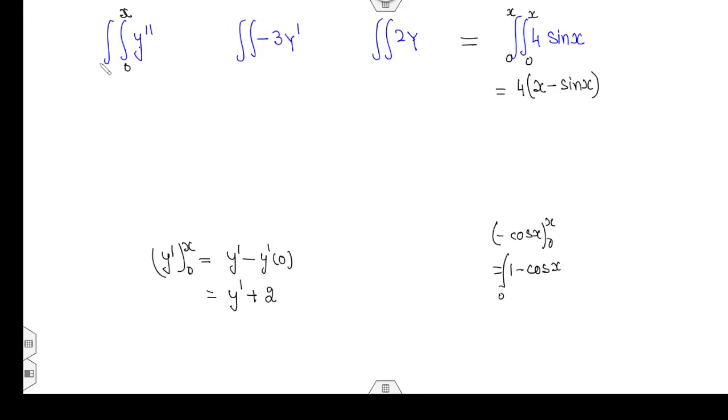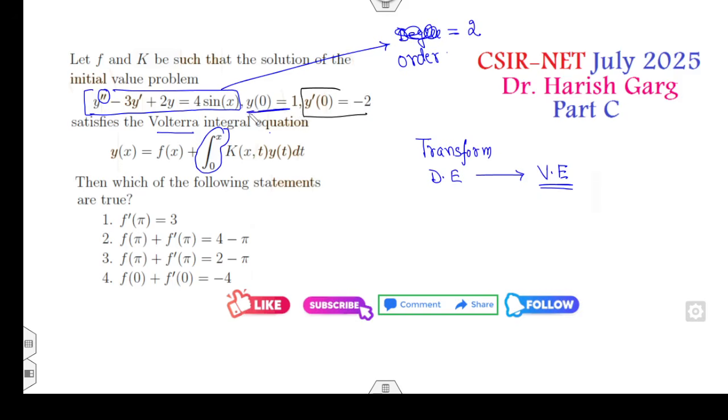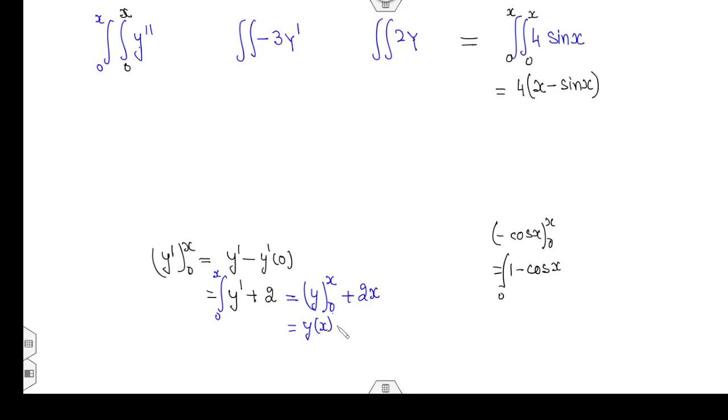Now, how can you integrate the outside? Again, you can integrate from 0 to x. The first part will be y from 0 to x, and the integration of that 2 is 2x. So can you solve this integration? It is yx. What is y of 0? Y of 0 is 1. So that number is minus 1 plus 2x. So this integration becomes y of x minus 1 plus 2x.